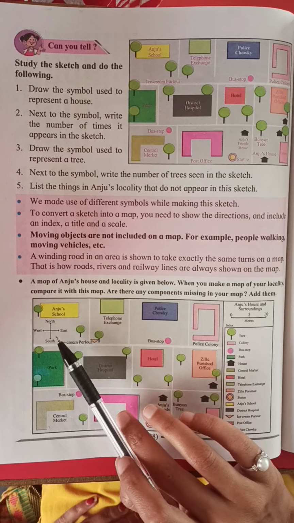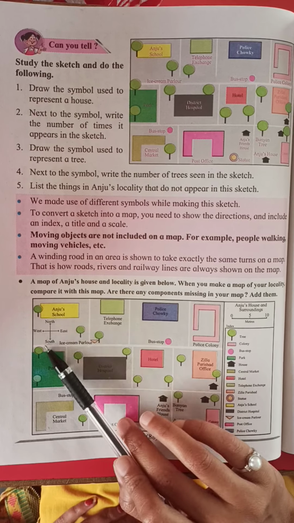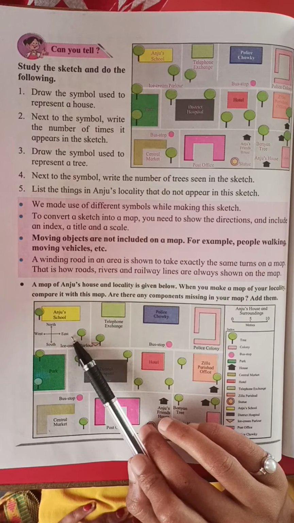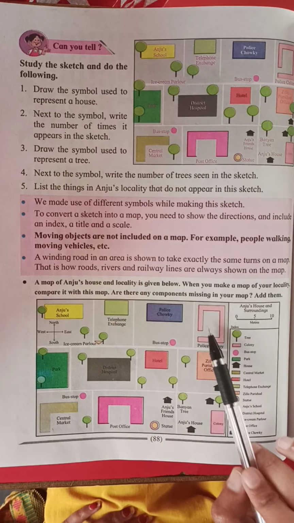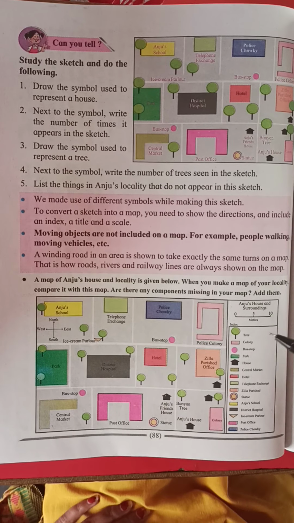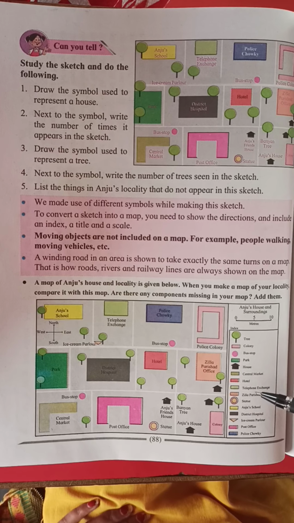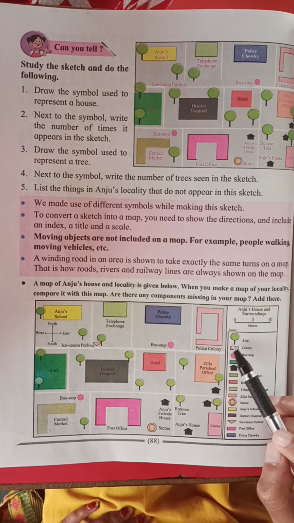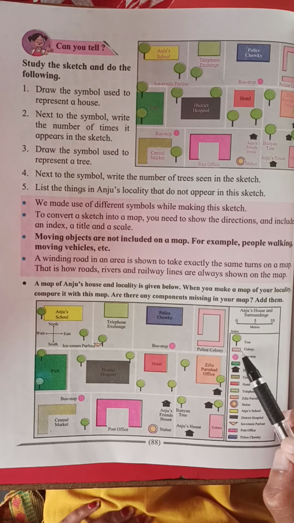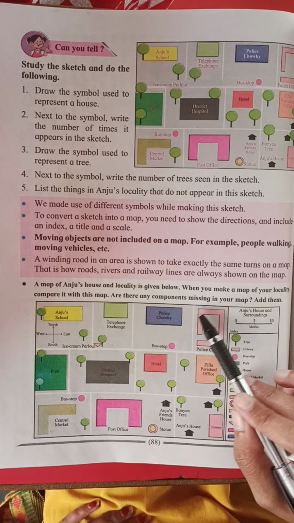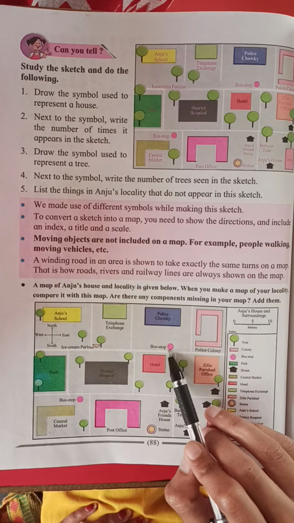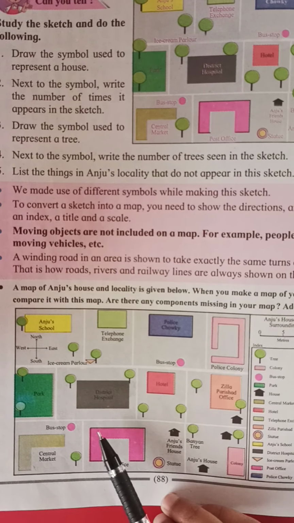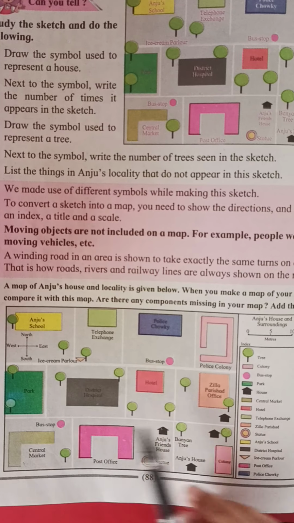See, here they have shown the map directions north, west, east and south. Here is Anju's school. So these are the things which are shown over here, and these are the symbols which are representing them. See, this is the symbol for the tree. Colony, this is the symbol for the colony. Bus stop, this is the symbol for the bus stop. Park, where is the park? See, here is the park.